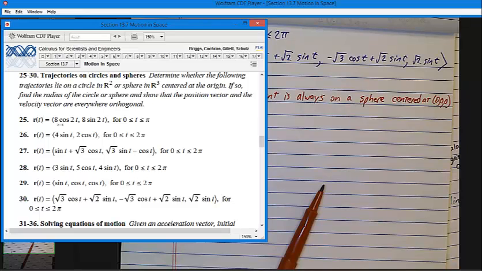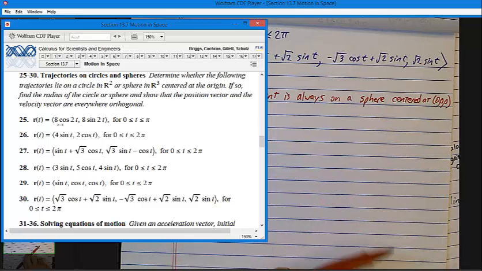X squared would be 64 cosine squared of 2t. Y squared would be 64 sine squared of 2t. I'm going to factor out the 64. So it's 64 times cosine squared plus sine squared, which is 1. I don't care if it's about the 2t anymore. It equals 1. So it's 64. So this is a circle where you have x squared plus y squared equals 64. So that's a circle of radius 8.